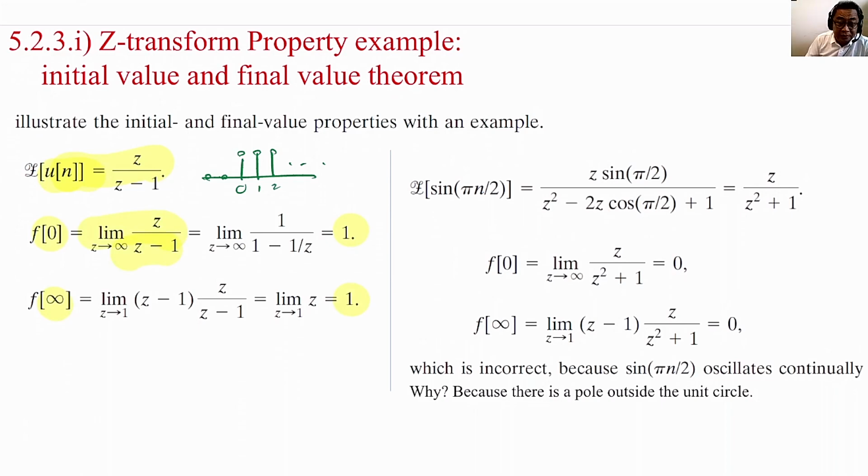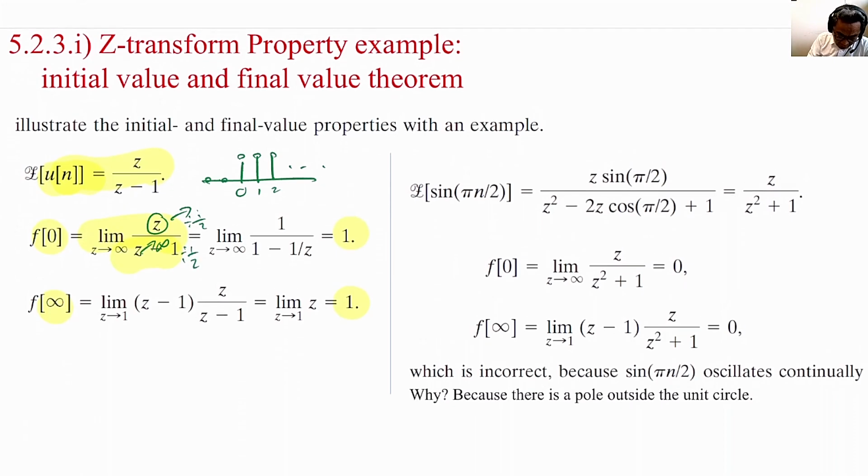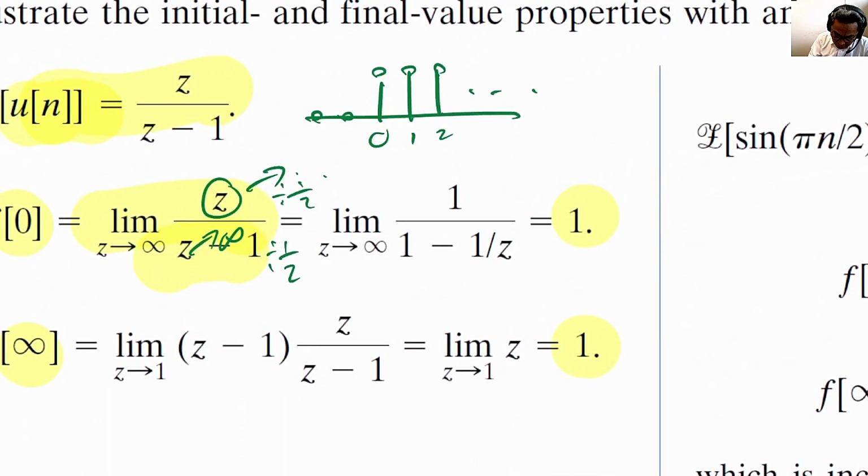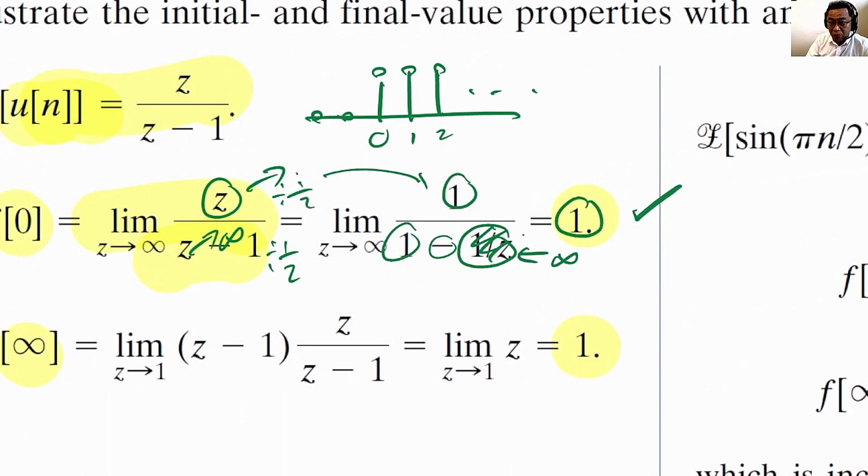We set z tends to infinity for F(z). So this goes to infinity, this goes to infinity. This is not the correct way because it's infinity over infinity. What we should do is we divide both by z. And when that happens, we'll get 1 minus 1 over z. Setting z to infinity, this becomes 0. So it's 1 over 1. The answer is 1, which is exactly what we predicted when we observed u(n).